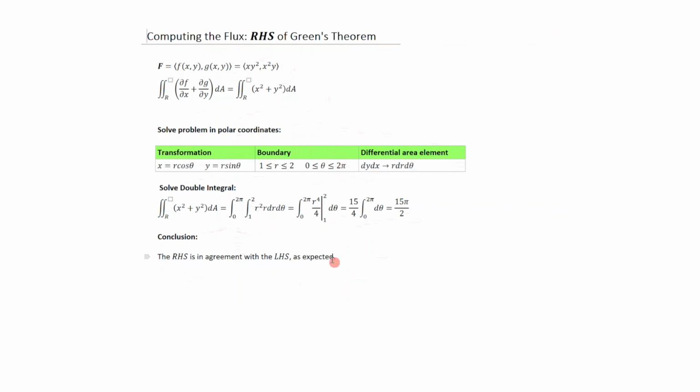So clearly we have shown here, with the technique developed in the previous lecture, that in this case where you start with a not simply connected region, by introducing the cut, we can still employ Green's Flux theorem and see agreement between the left-hand side and the right-hand side.